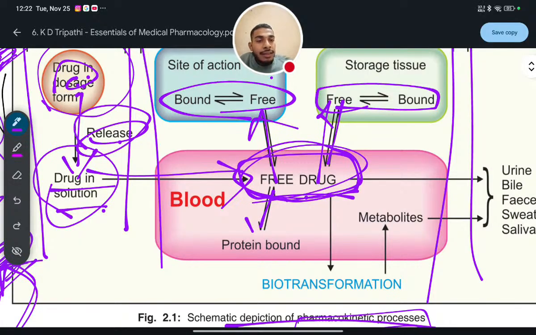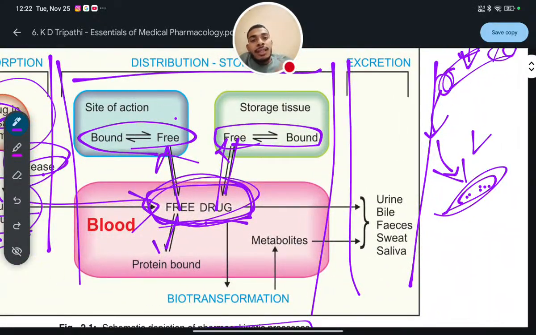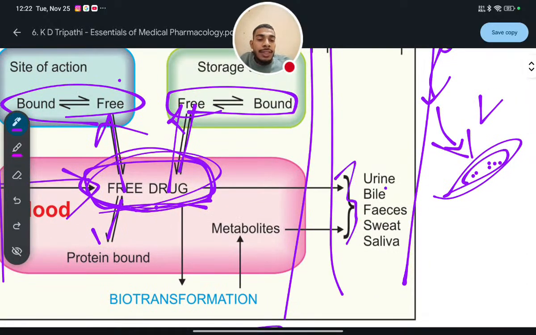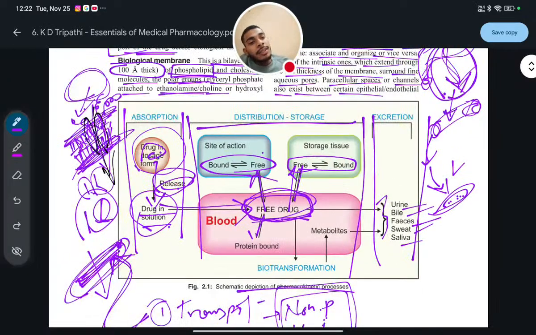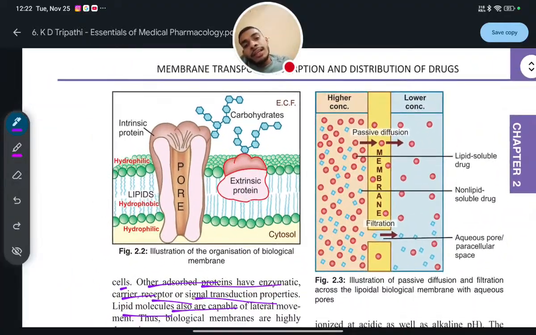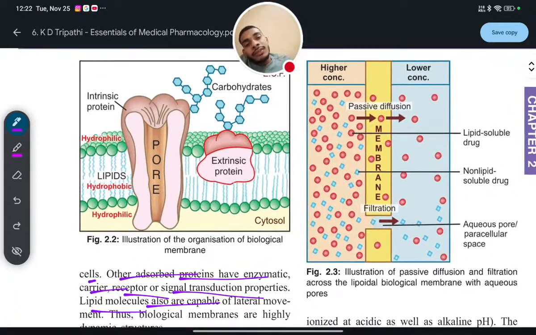Next thing is that after showing its therapeutic effect, now it will come out along with the urine or bile or feces in the stool or sweat or saliva. Now we'll see the process of transport of drug from site of administration to the site of absorption.